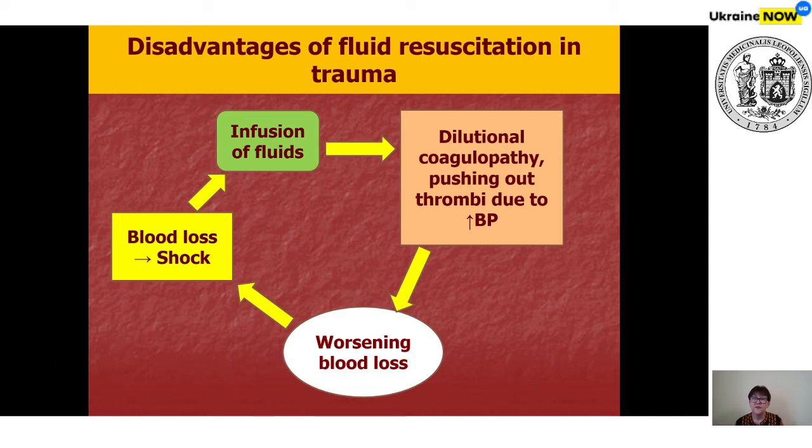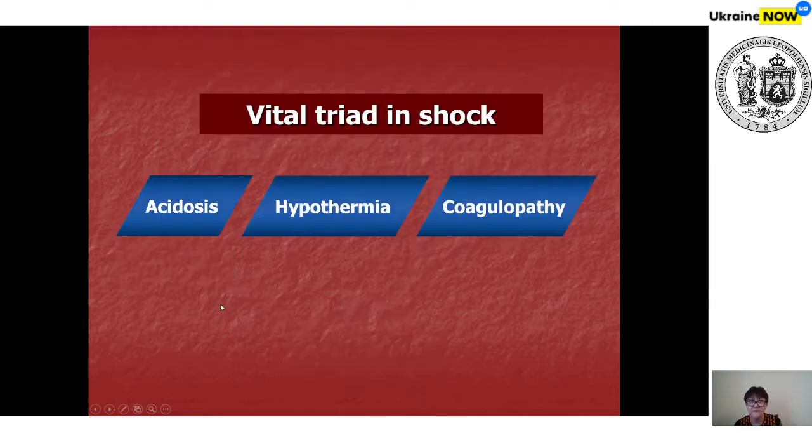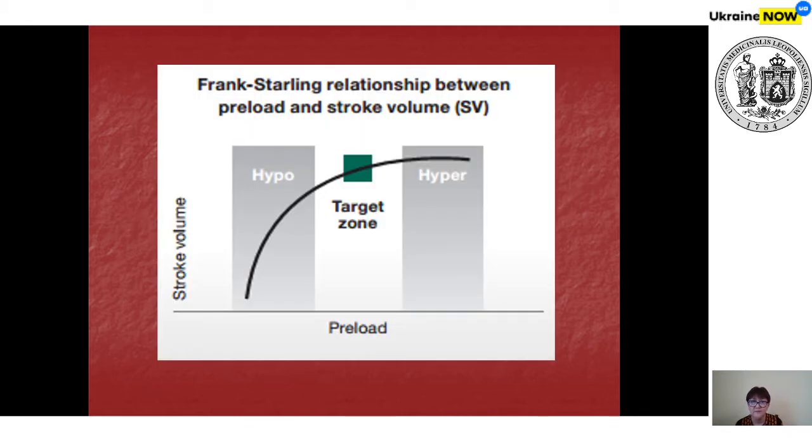But fluid resuscitation, especially in trauma patients, has its disadvantages. In blood loss in a shocked patient, infusion of fluids can dilute the remaining blood in the circulation system, leading to dilutional coagulopathy. If you increase blood pressure, it pushes out thrombi. All these things worsen blood loss and shock state. The vital triad in shock is acidosis, hypothermia, and coagulopathy.